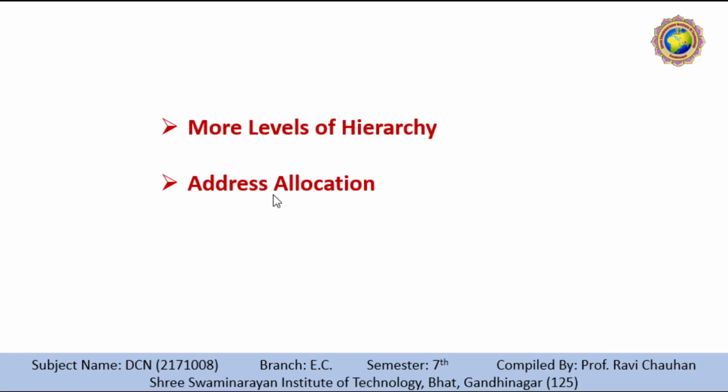Next is address allocation. The next issue in classless addressing is address allocation. How are the blocks allocated? The ultimate responsibility of address allocation is given to a global authority called the Internet Corporation for Assigned Names and Addresses, ICANN.